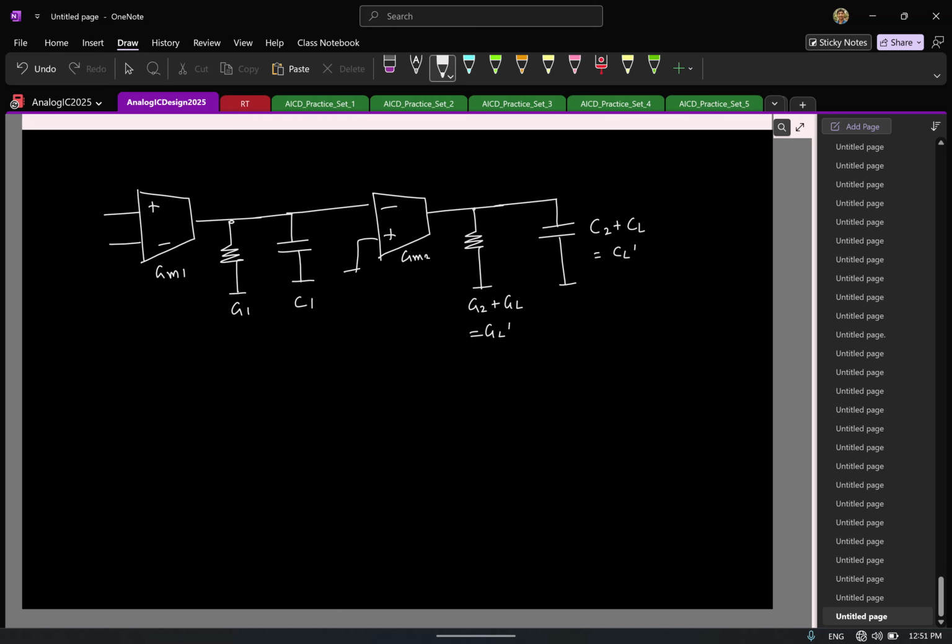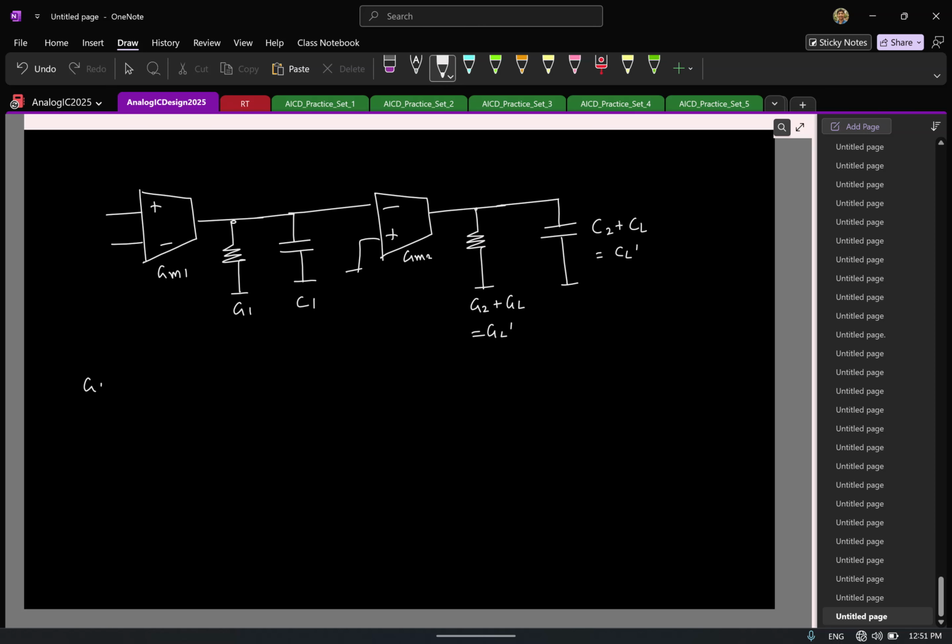So here, where are the poles located? How many poles are there, first of all? Two poles. Where are the poles located here? G1 by C1, and let me write it here, GL' by CL'. Now remember that in practice my load capacitance can be large, which means this denominator is going to be large.